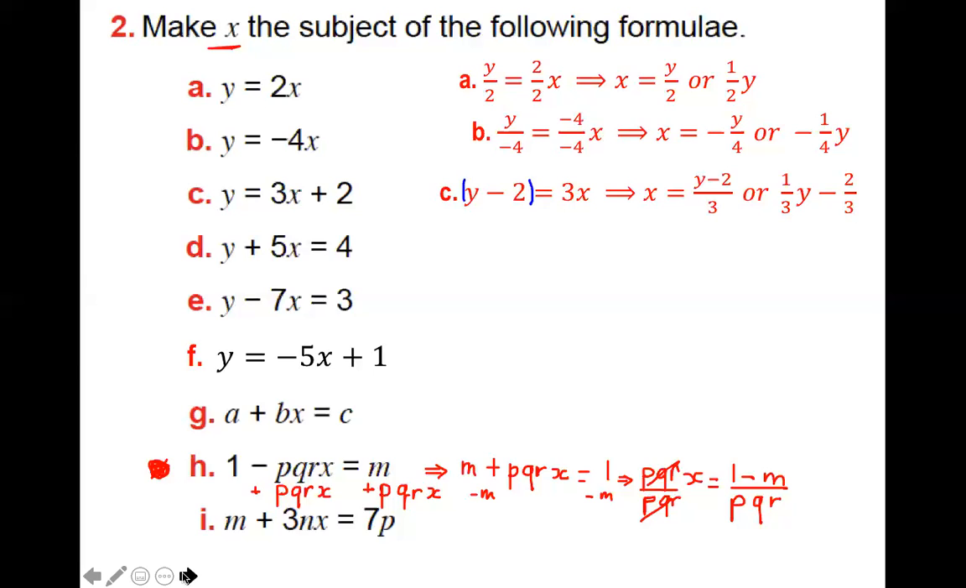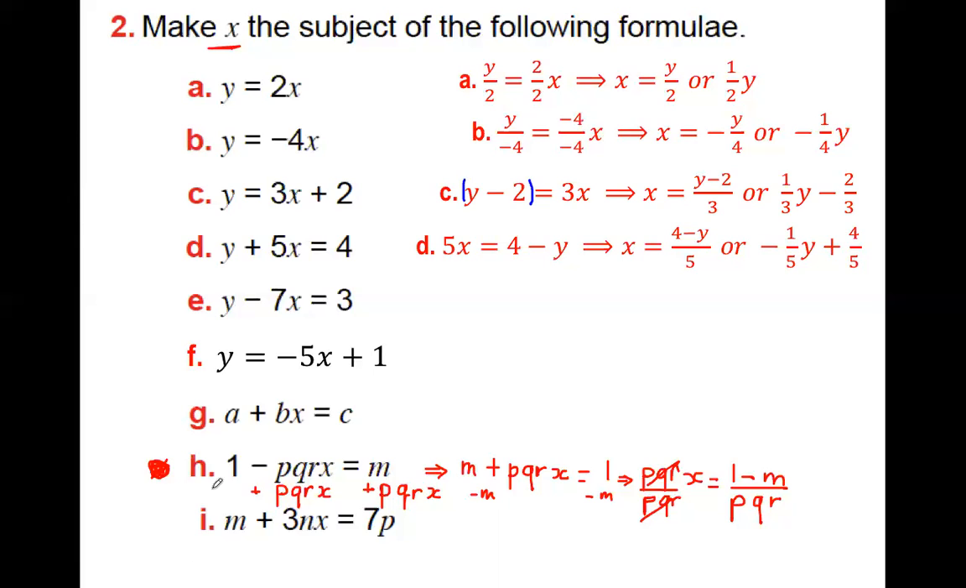The next one, I've got y and x on the same side. So then what I need to do to make x the subject, I need to get rid of the y first. So taking away y on both sides gives me 5x equal 4 minus y, and then x equal 4 minus y divided by 5. So you can leave it like that. Or some people write it as minus 1/5 of y plus 4 over 5. So those are both correct. It's the same thing, written differently.